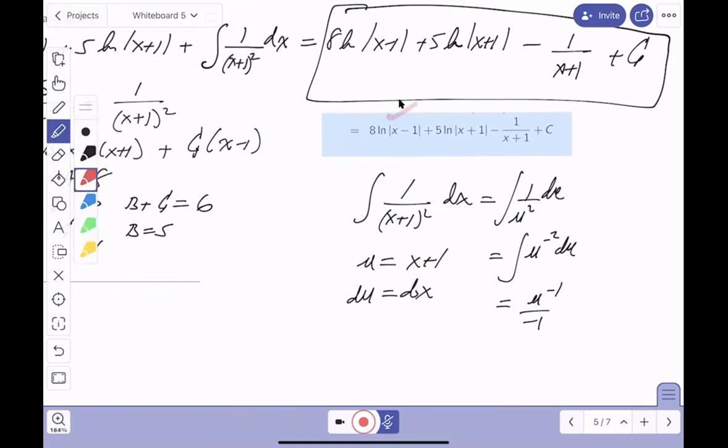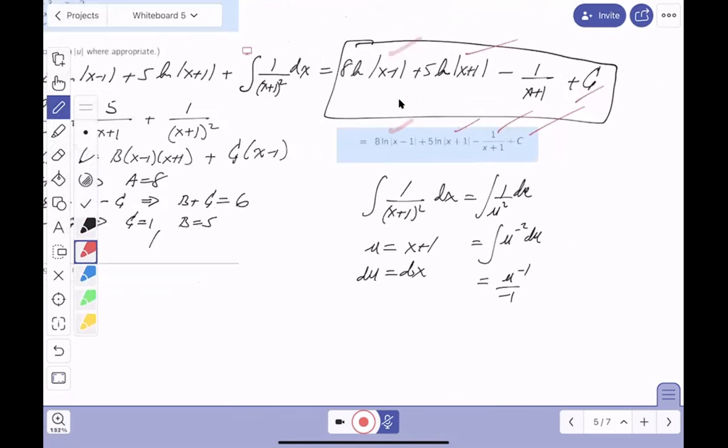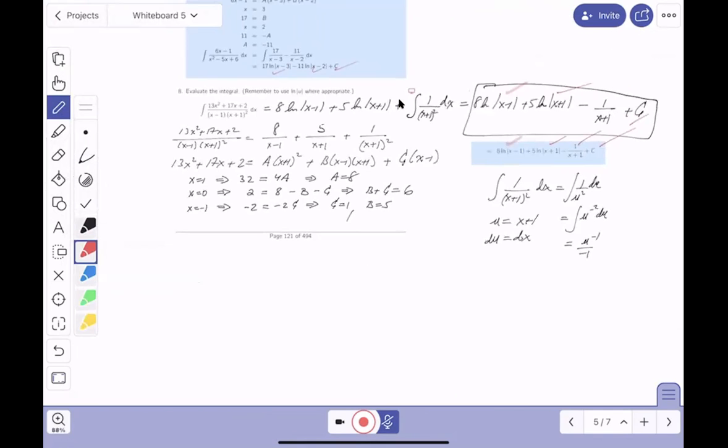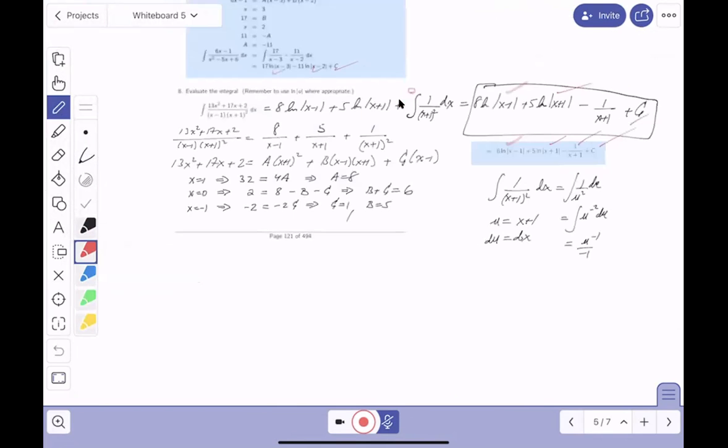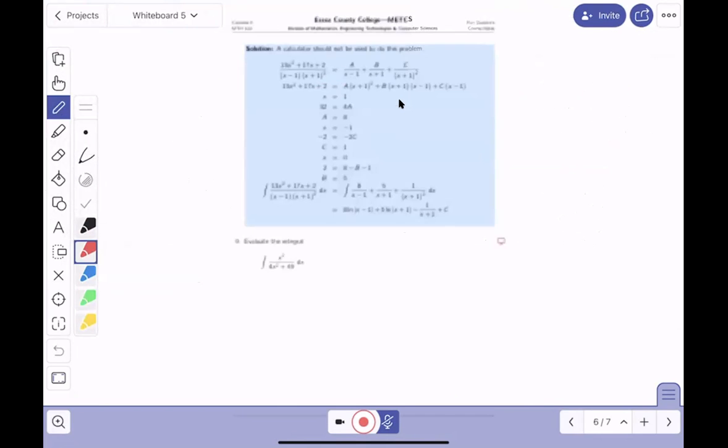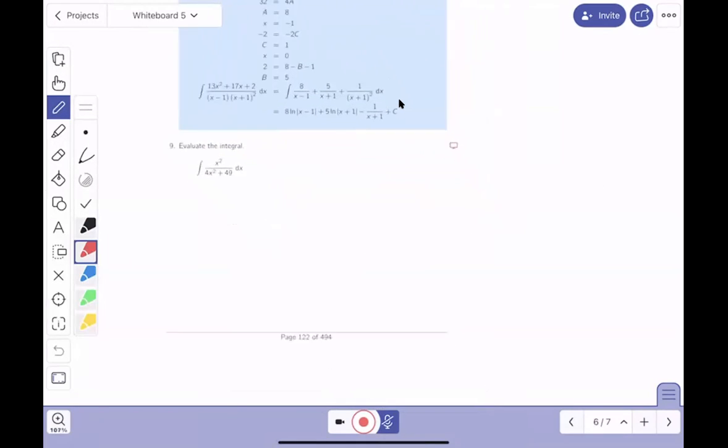So let's see, 8 ln x minus 1 looks pretty good. Then I got 5 ln x plus 1. Wow, another miracle. We got that one right too. All right, so far we're sailing along. Let's go to number 9. Did I do something wrong there? No, I did it. It's all the work over there. So let's do number 9.